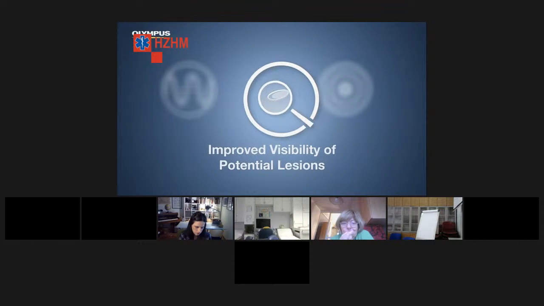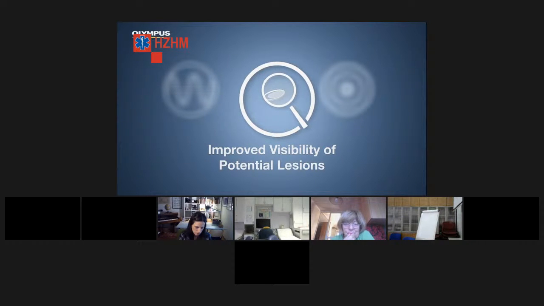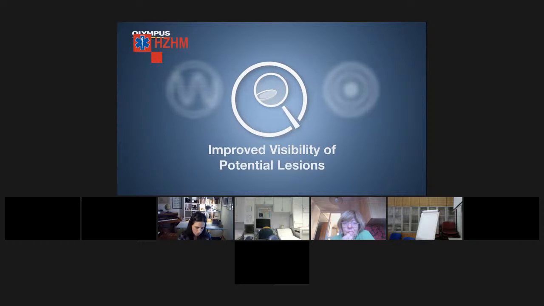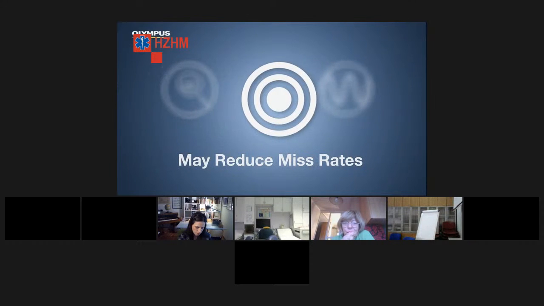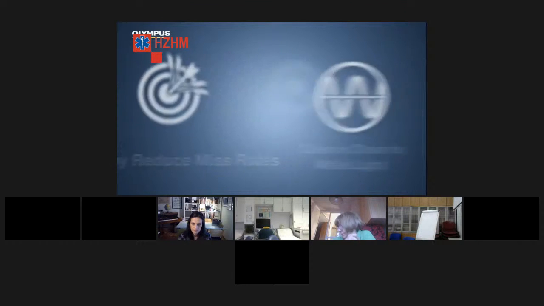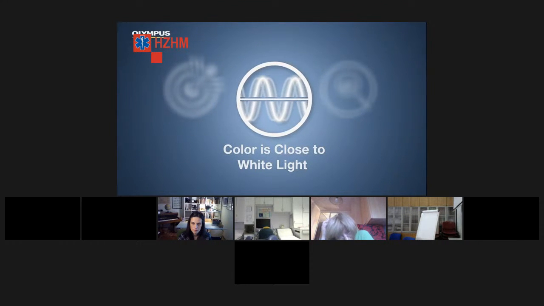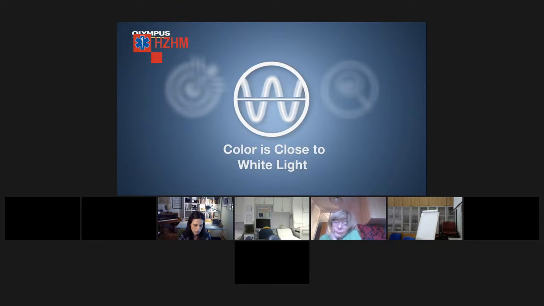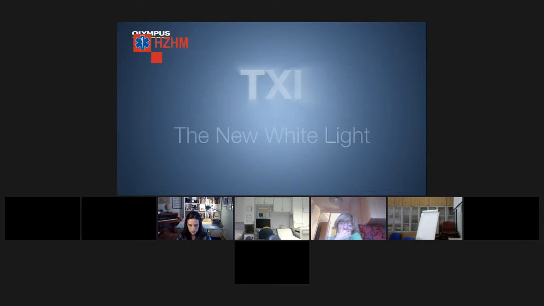TXI is supporting better visibility of potential lesions, resulting in image details at a level that typically only very experienced endoscopists have learned to see. TXI aims to contribute to lower miss rates for inflammation and early mucosal changes, especially flat or depressed lesions that can easily be missed. The color appearance of TXI is close to white light. This allows users to relate to imaging of lesions they are familiar with. In this regard, we aim to introduce TXI as the new white light.